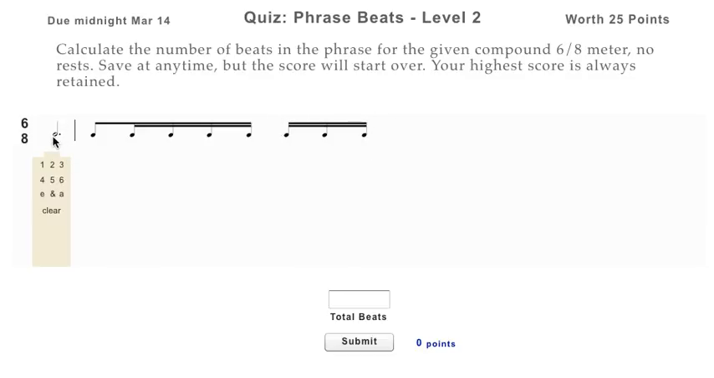So we have 2 beats, 1 more beat, and then a half. 3.5 beats. So we type 3 space 1 half. We hit submit. If it's correct, we'll see the points go up, and it was.